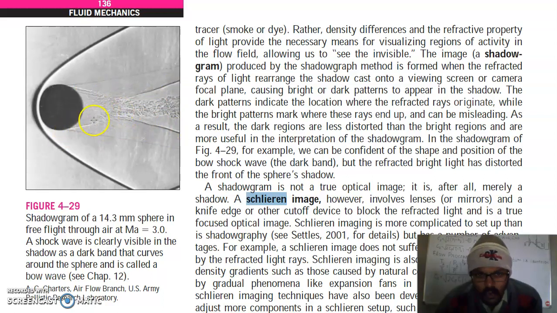Now this is because the refractive index of air changes with the density and light is passing through the air, so you can see this pattern in the air. So the image, the shadowgram produced by the shadowgraph method, is formed when the refracted rays of light rearrange the shadow cast onto a viewing screen or camera focal plane, causing bright or dark patterns to appear in the shadow.